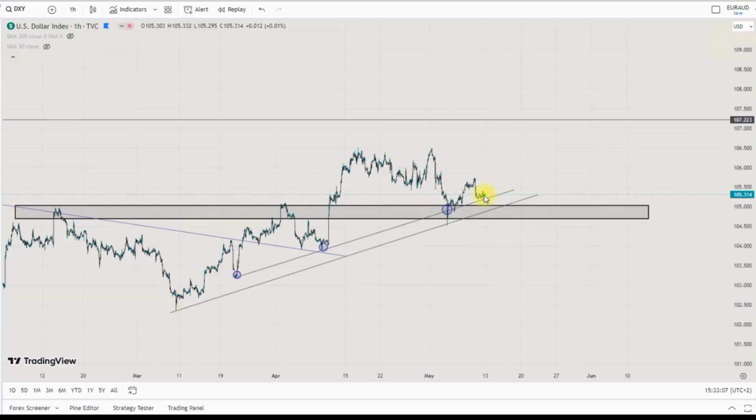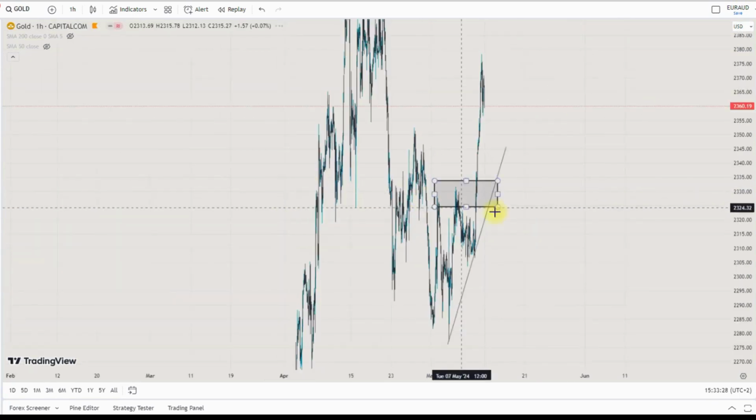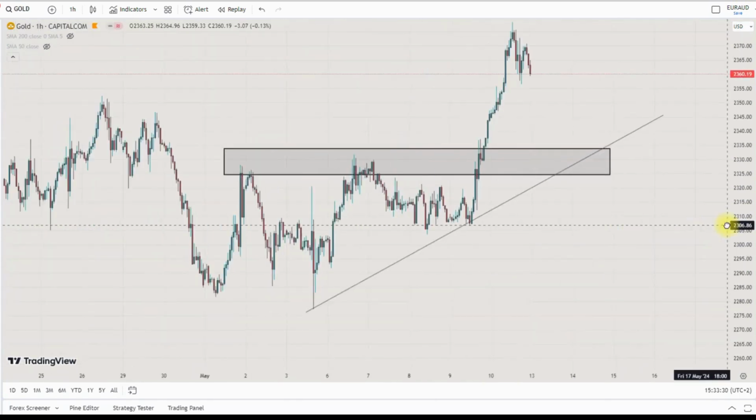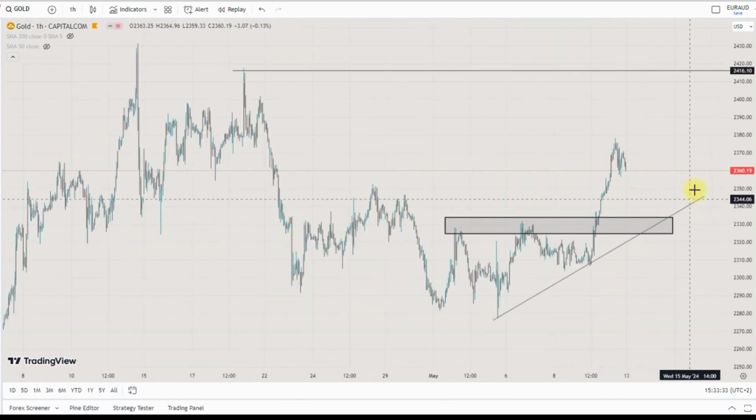I said before that I'm still supporting the DXY strength, that we might still take out this high to the upside, and then we'll see the DXY coming back to 107.223. And then the first pair on my radar is gold. So gold, what am I looking out for on gold? I'm looking for a retracement on gold.